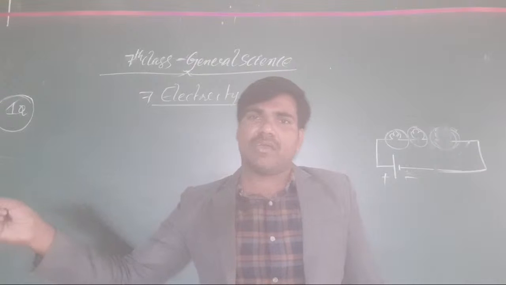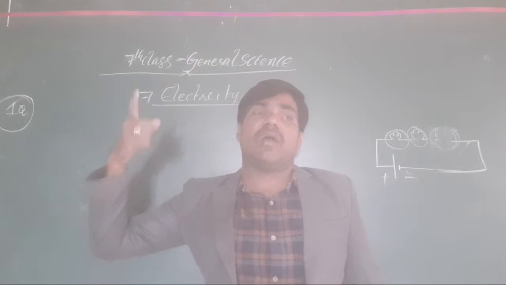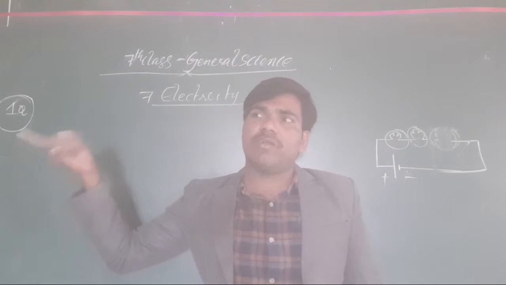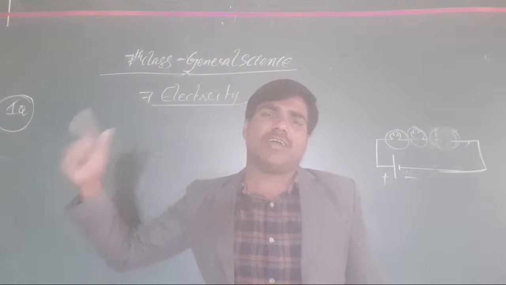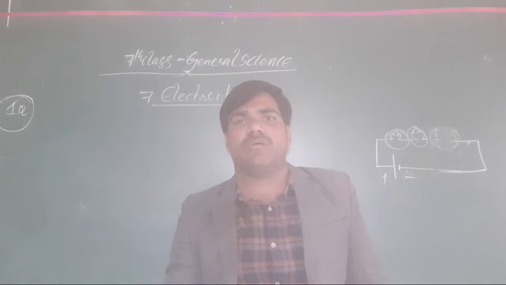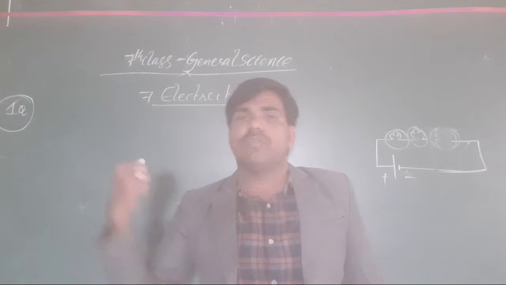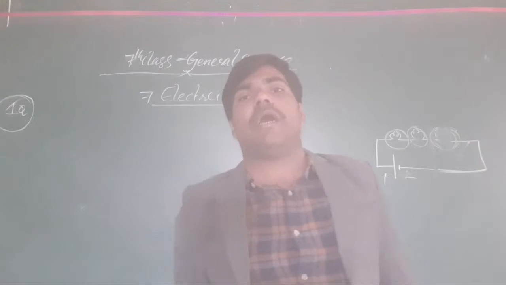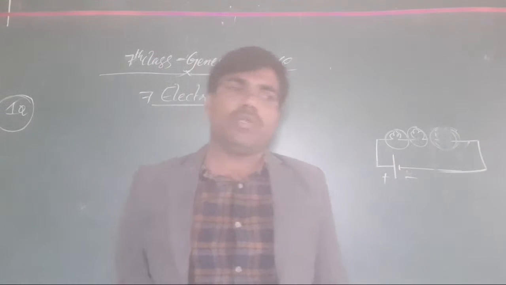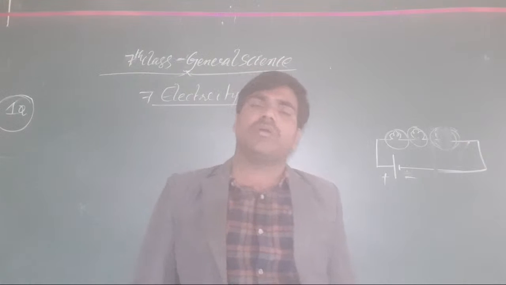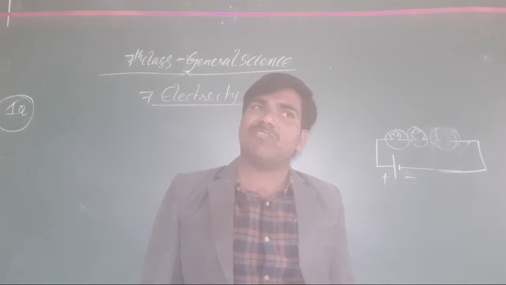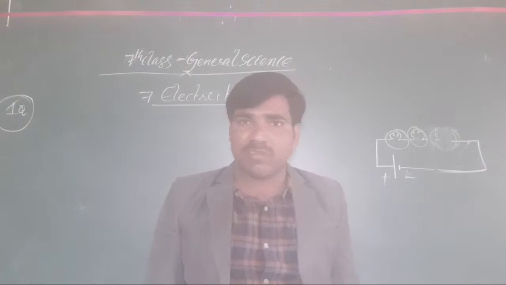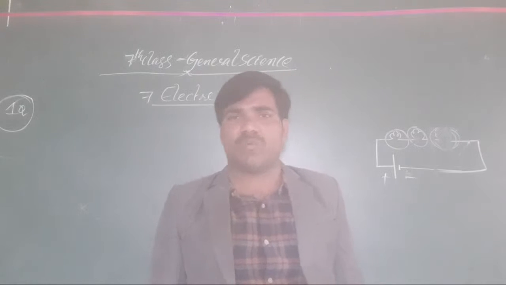In a parallel connection, the common terminals are connected at one common point, and the other common terminals are connected at another common point. That is called a parallel connection. I hope you got this. And the next difference is that in a parallel connection, if one consumer is not working, the remaining consumers are all working.